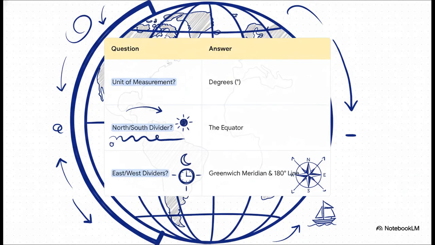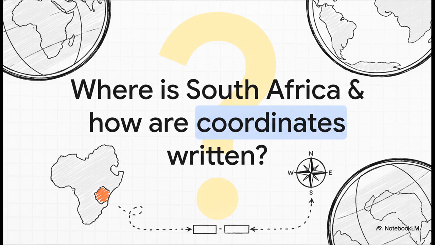You nailed it. We measure in degrees. The equator is our big north-south divider, splitting the globe into the northern and southern hemispheres. And for east-west, we have the Greenwich Meridian and the 180-degree line. Perfect. All right, time to put that knowledge to work. Let's pinpoint a location. Using those hemispheres, where in the world is South Africa? And, this is super important, what is the right way to write down a location's coordinates?